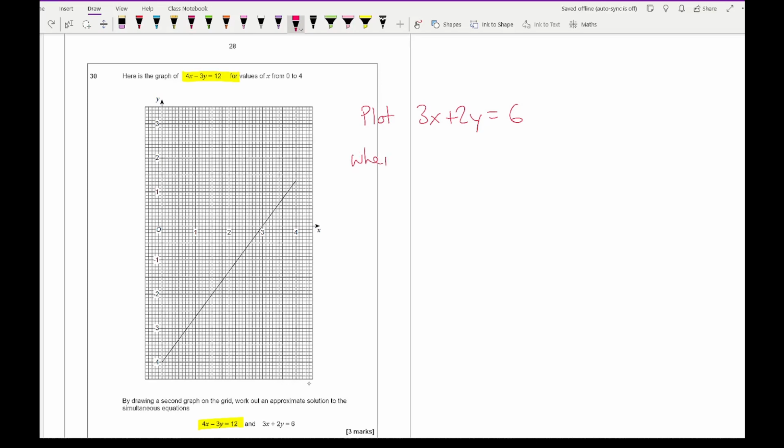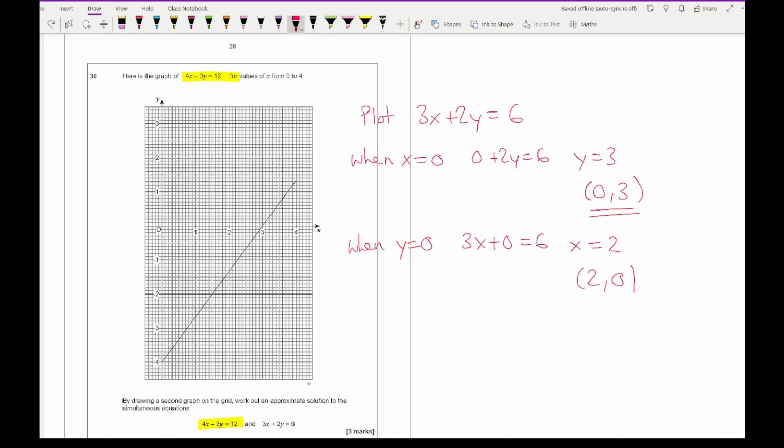So when x equals 0, this equation is going to be 0 plus 2y equals 6. That means y must equal 3. So one coordinate is (0, 3). Then when y equals 0, we get 3x plus 0 equals 6, so x equals 2. So another coordinate is (2, 0).